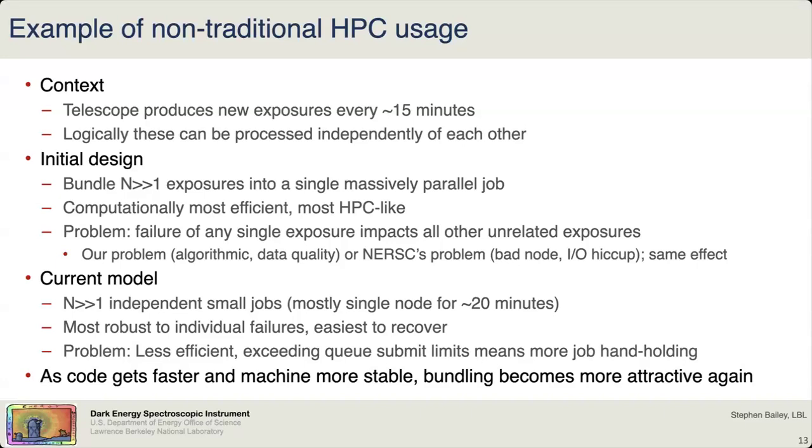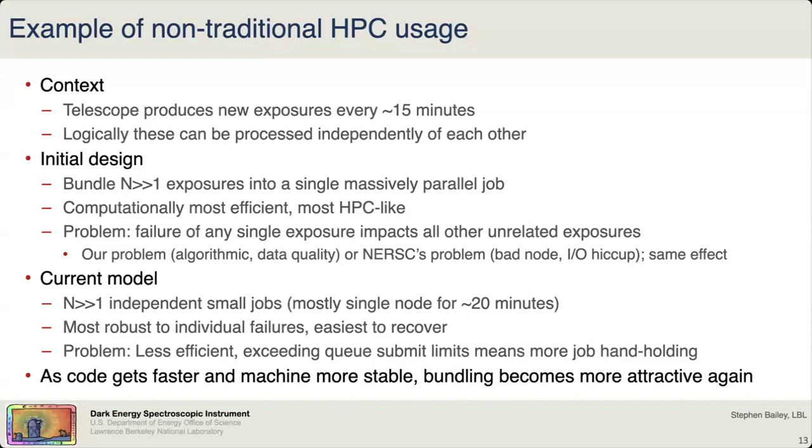We will bundle these together into massively parallel jobs. We'll have this incredible throughput. Computationally, that was most efficient. It was the most HPC-like. The problem was that a failure of any one piece basically took down everything else with it, even though it was completely unrelated. And sometimes those problems were admittedly ours, some algorithm corner case or a data quality issue, or sometimes they were NERSC's problem, like a bad node or some I/O hiccup, and one rank would get hung writing a file, and then we had hundreds of other nodes sitting around waiting for that one to catch up.